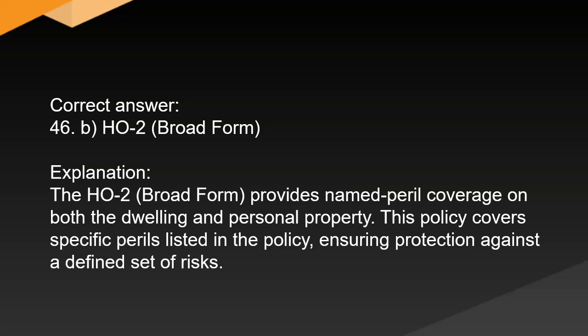Correct answer. B. HO2, broad form. Explanation. The HO2, broad form, provides named peril coverage on both the dwelling and personal property. This policy covers specific perils listed in the policy, ensuring protection against a defined set of risks.